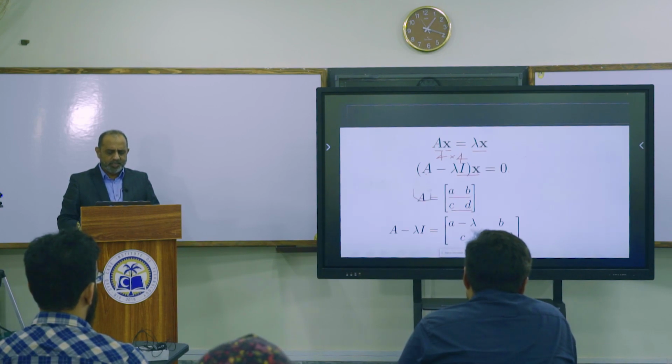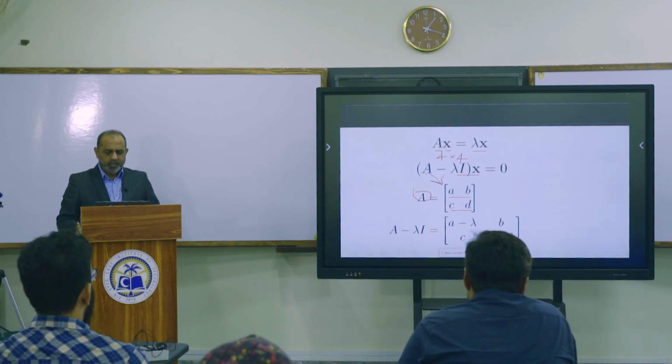Okay. So this is your matrix, A, B, C, D. And you put this matrix here, and this minus lambda is only on the diagonal. So this is A minus lambda here and D minus lambda here. And if this equation is 0, there is a trivial solution for this equation to be 0. That is, this x is 0. But I'm not interested in an x which is 0, 0, 0. I'm interested in something which is non-zero.